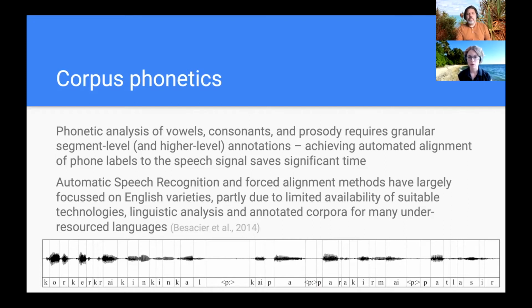But things like automatic speech recognition and forced alignment methods have largely focused on varieties of English, partly because of the limited availability of suitable technologies, linguistic analyses, and also annotated corpora for lots of under-resourced languages.